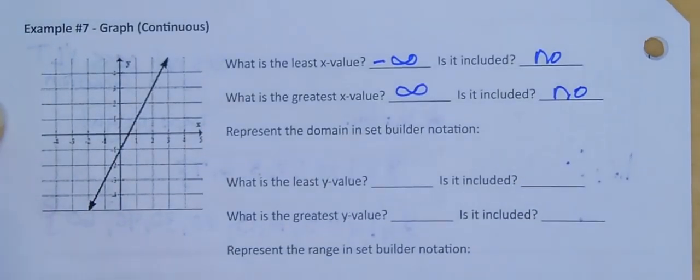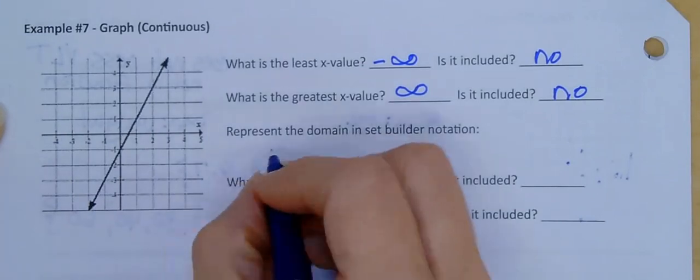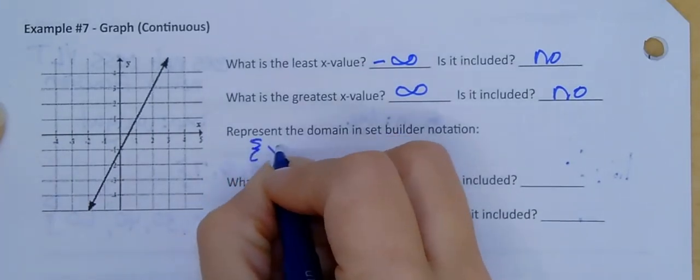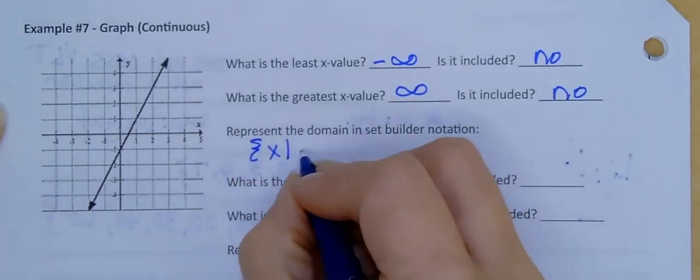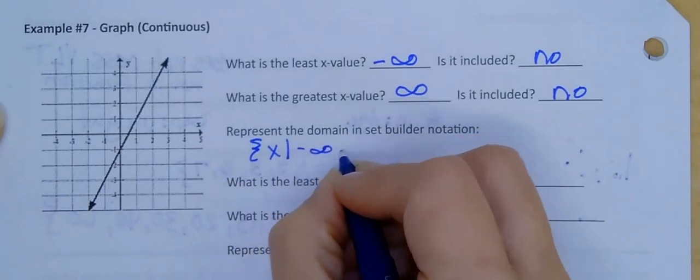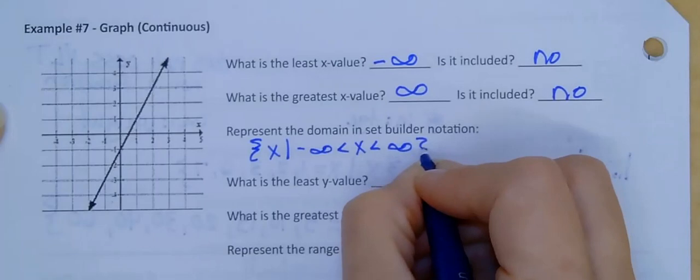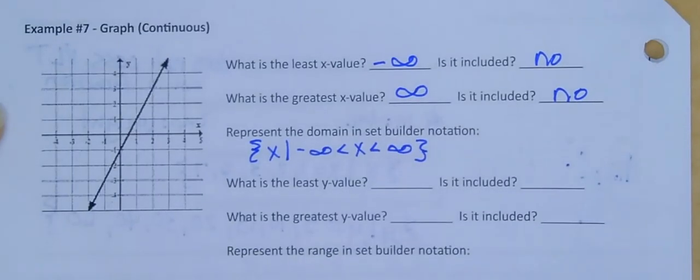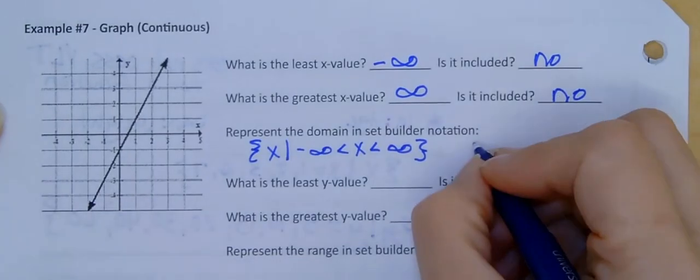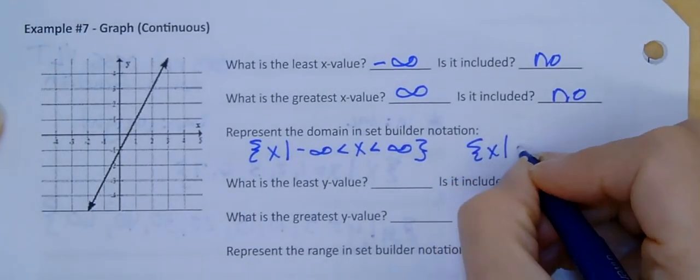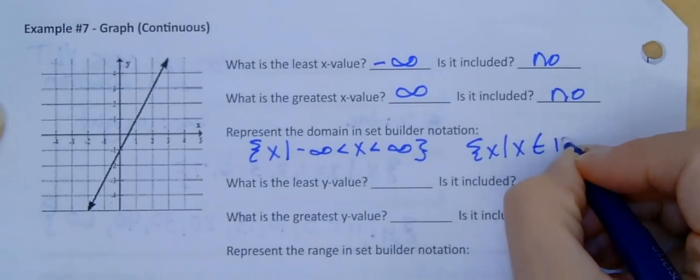Okay, so I have a couple ways that I can write this. It's any real number in between -infinity and +infinity. So one way I can say it is x such that x is in between -infinity and +infinity. That's a way to write it. Or you can say it's any real number, because it can be anything. So I could also say x such that x is an element of the real number system.